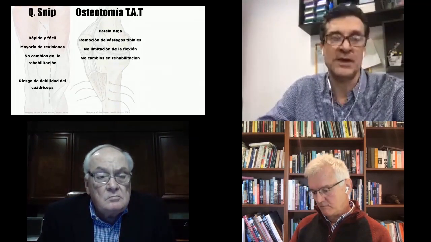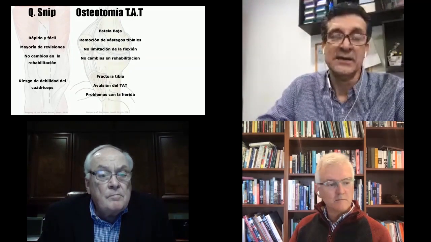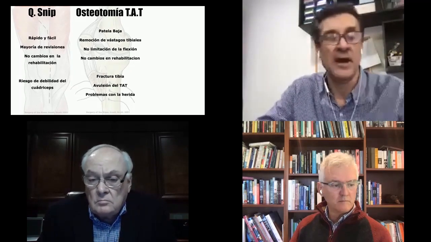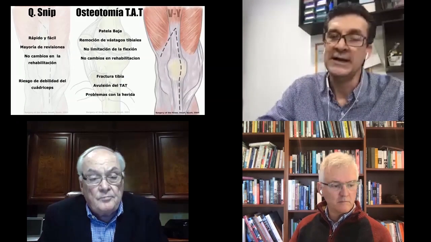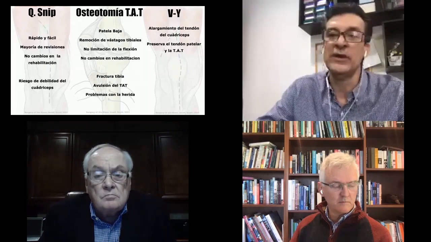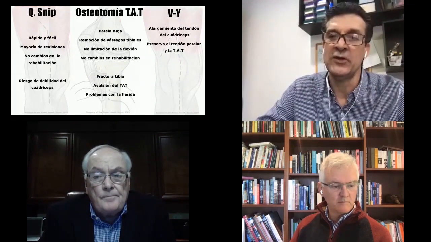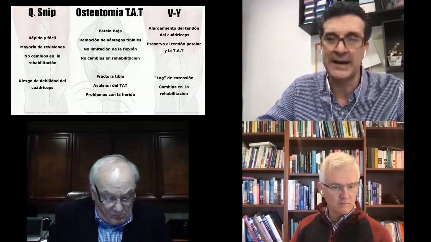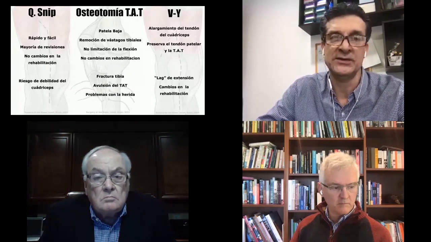Obviamente nos ayuda también en el caso que tengamos que hacer remoción de vástagos tibiales. Tenemos que tener una buena fijación para evitar avulsiones del tubérculo anterior de la tibia y que no sean muy prominentes para no tener problemas con la herida. Y el colgajo en V-Y generalmente es cuando necesitamos hacer alargamientos del tendón del cuádriceps y en los cuales tenemos que hacer preservación del tendón patelar y el tubérculo anterior de la tibia, con el problema de que tenemos que modificar la rehabilitación y algunos pacientes pueden quedar con un déficit de extensión.